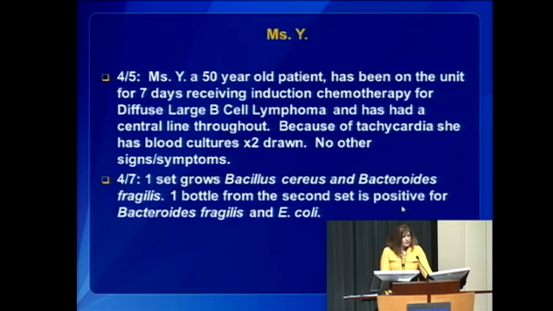Ms. Y is a 50-year-old patient that's been on your unit for 7 days receiving induction chemotherapy for diffuse large B-cell lymphoma and has had a central line throughout. Because of tachycardia, she's had 2 blood cultures drawn. She's got no other signs or symptoms. 2 days later, on the 7th, she's growing Bacillus cereus from 1 blood culture and Bacteroides fragilis also, and the second blood culture is positive for Bacteroides fragilis and E. coli.